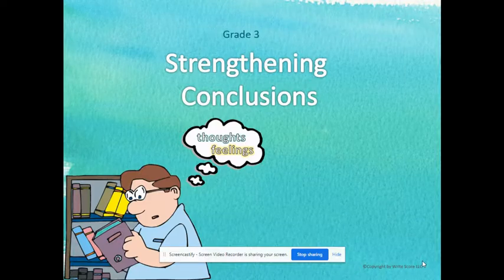Hey, everybody. So it's time to do lesson two of writing a conclusion. Now, last week we learned the structure of a conclusion, how your conclusion should be laid out. This week we're going to spend some time adding to that. We're going to strengthen those. We're going to be thinking about adding thoughts and feelings to our conclusion.